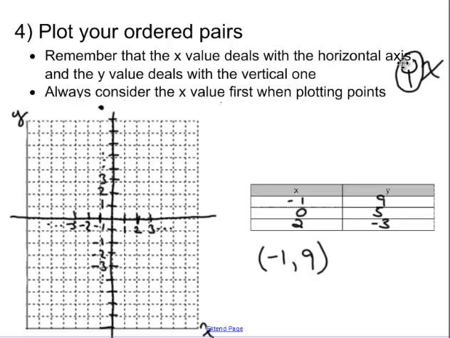So our next point is going to be 0, 5. So we go left or right 0 and up 5. 1, 2, 3, 4, 5. The point's going to go there. And our last point is 2, negative 3. So we're going over 2 and down 3. So we can now go on to our next step.